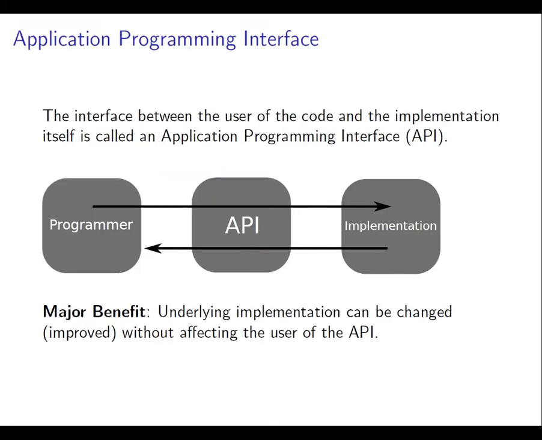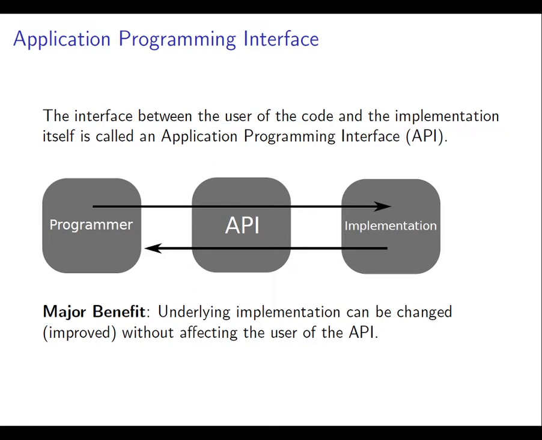We sometimes talk about an application programming interface, and by that we mean the interface between the user of the code, the writer of the code, and the implementation itself. The idea of having an API, a defined interface between the person who's writing the code at the moment and the people who have implemented the code they're using, is that we can change the underlying implementation, if we wish, without affecting the user on the other side of the API.